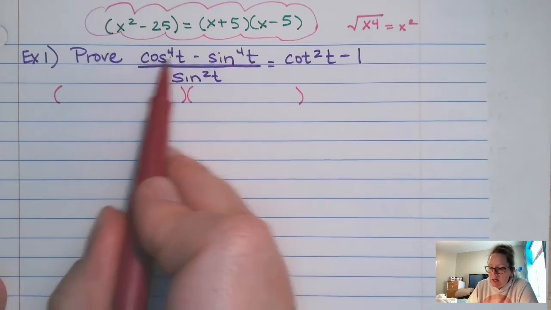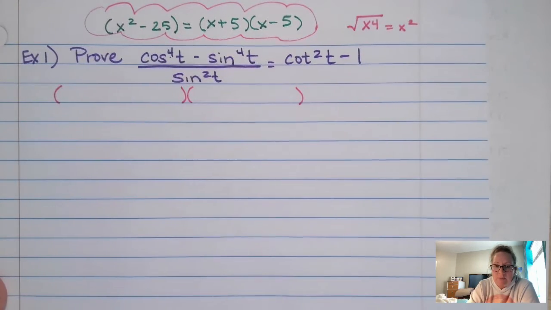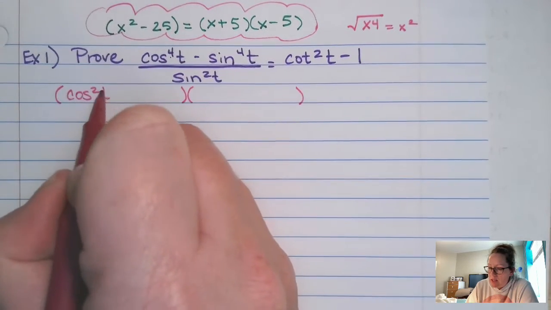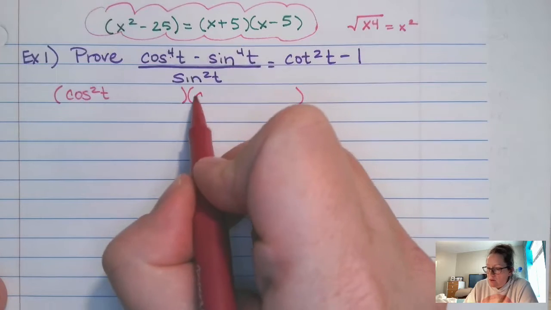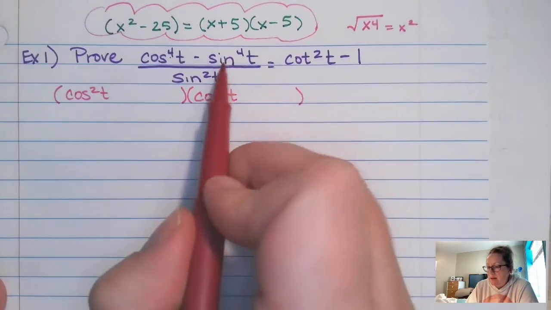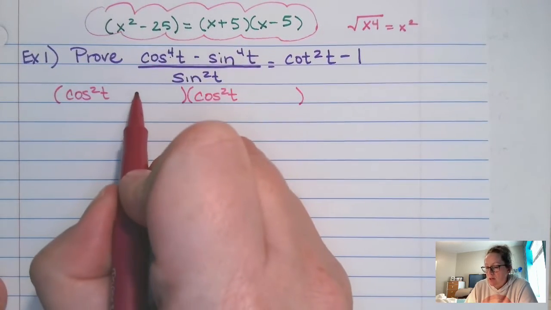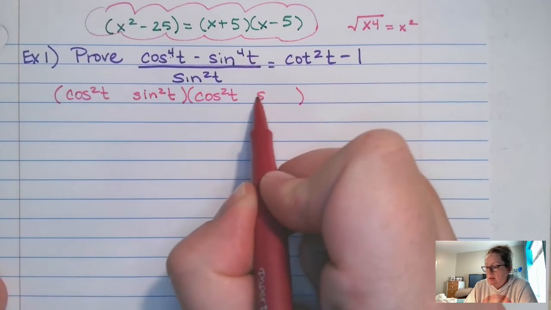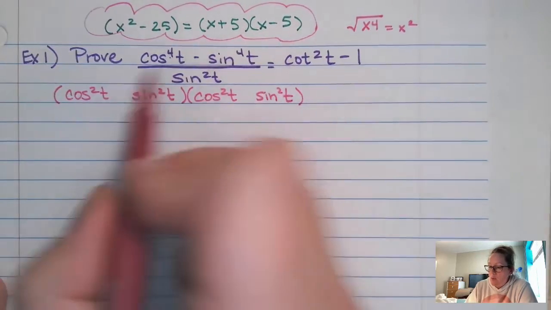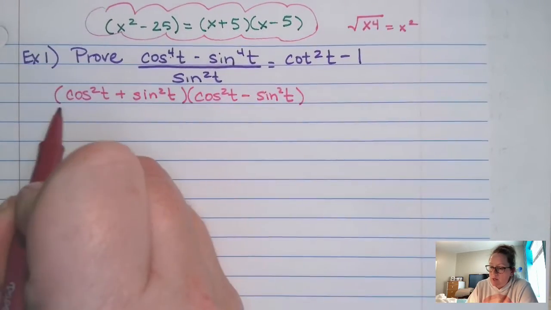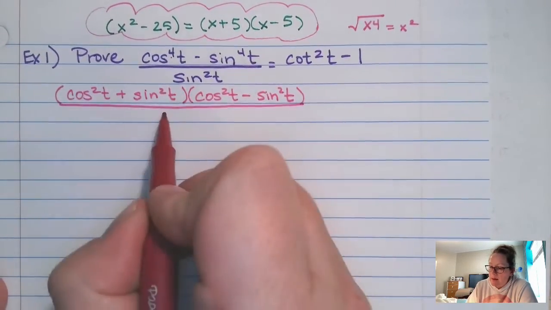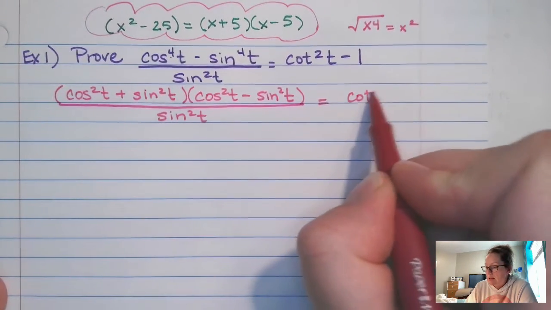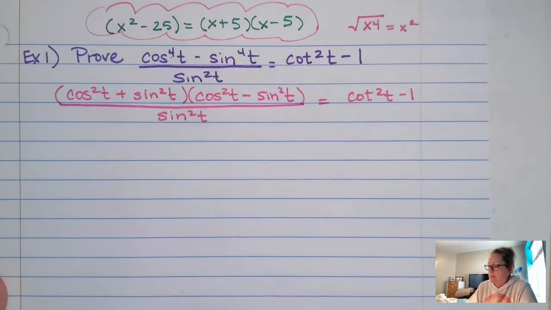Same type of thing, except our x is a trig function in this guy. So we're going to say cos squared t, cos squared t, and then we take the square root of sine to the fourth t, so we get sine squared t, 1 plus, 1 minus, doesn't matter which one's which, over sine squared t. And we needed to get it to equal that shenanigans.